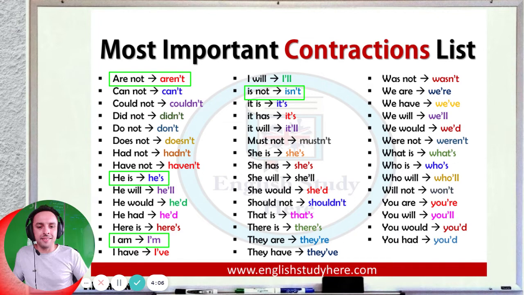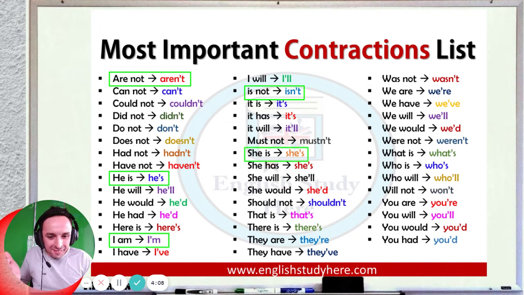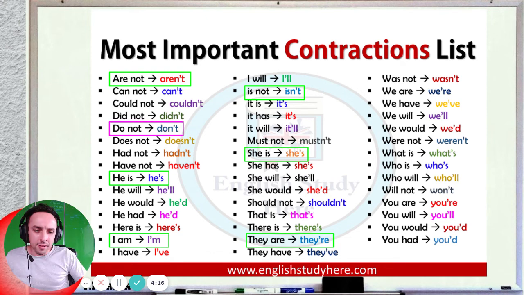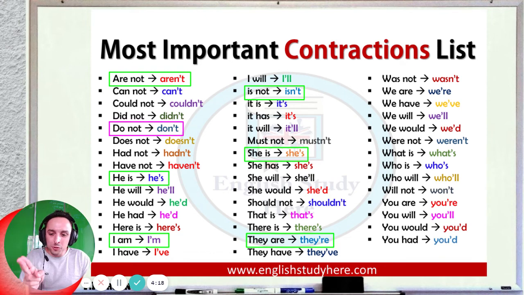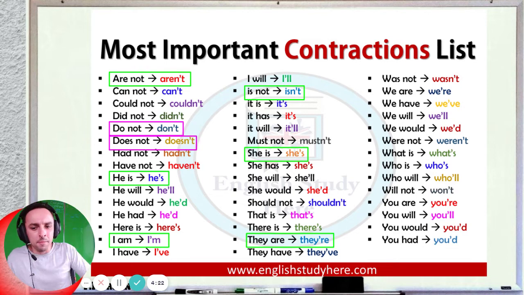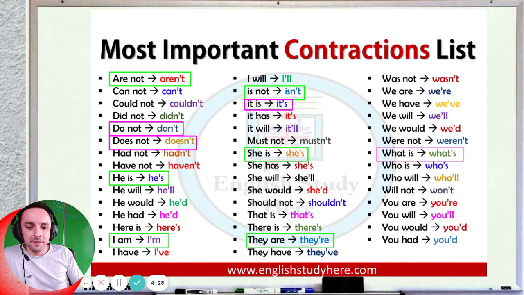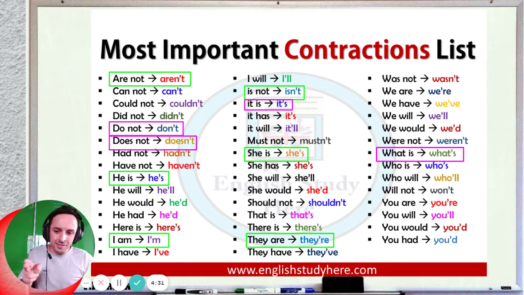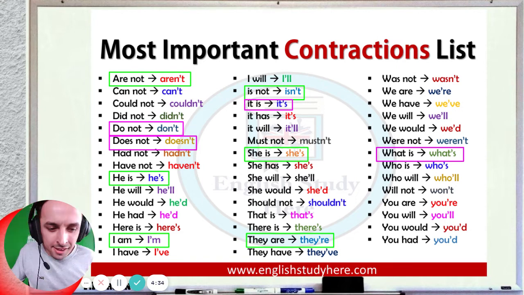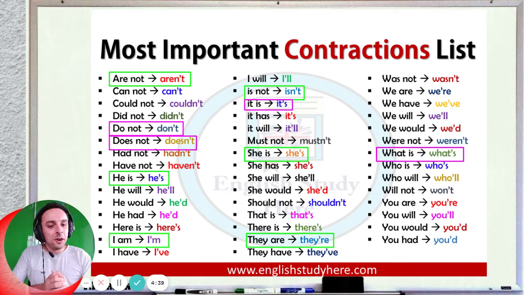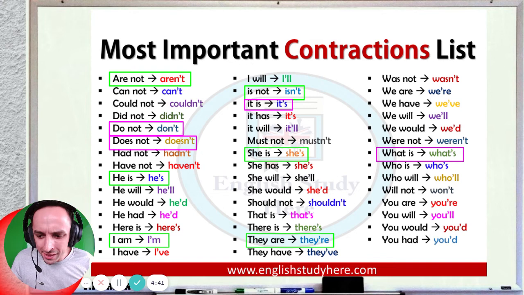Is not, isn't. We are, we're. She is, she's. They are, they're. Do not, don't. Does not, doesn't. It is, it's. And I think last one, what is, what's this? Okay, so these are the contractions that you have learned so far this year. We're going to do even more in the future, okay?